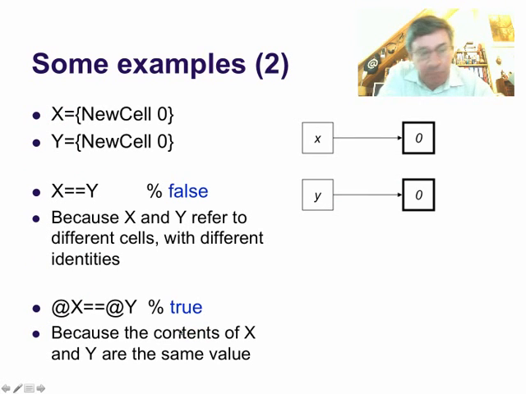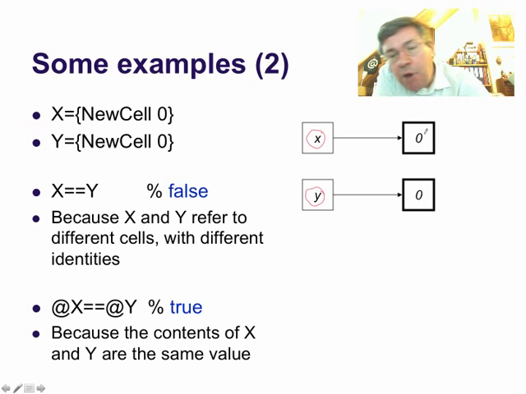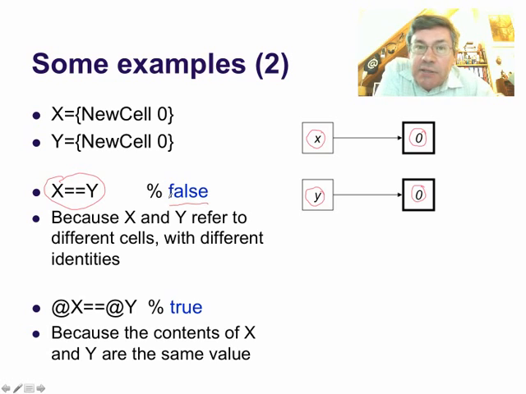So here's another example. We have now 2 cells. We have one cell bound to variable x, another cell bound to variable y. Both of them have content 0. If we now compare x and y, this returns false. This is because x and y refer to different cells. We are here comparing the identities of the cells. If we compare the contents of the 2 cells, content of x compared to content of y, this will return true because the content is 0 in both cases. It has the same content.